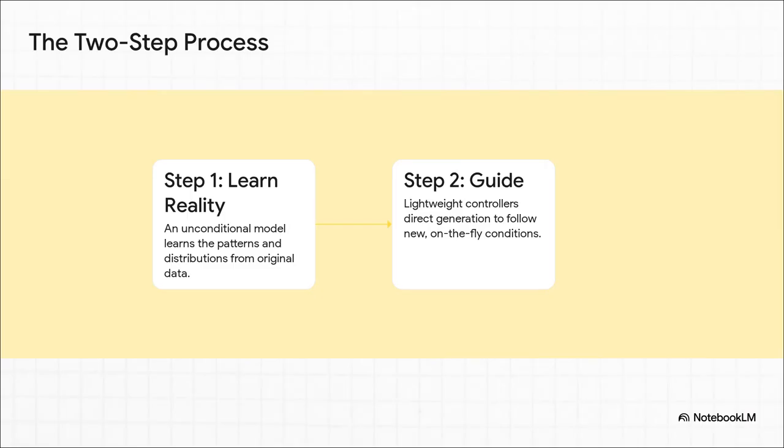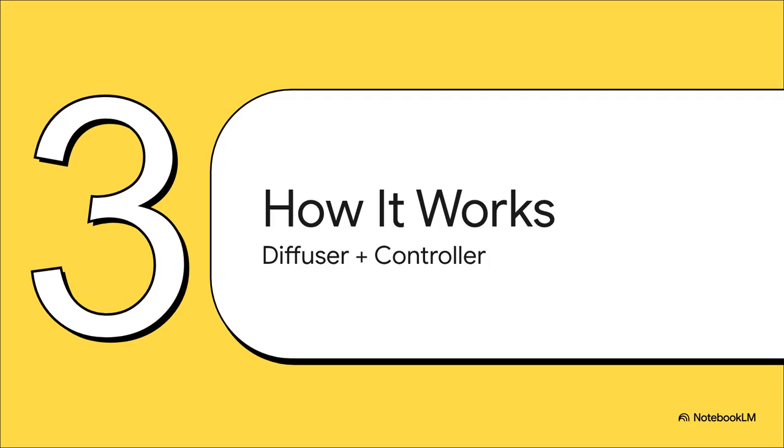And it really is a beautiful two-step dance. Step one, you build what the researchers call an unconditional model. Its only job, its entire job, is to become an expert on the real data. It learns all the patterns, the hidden connections, everything. You can think of this as the raw horsepower, the big, powerful engine. Then comes step two. You bolt on these lightweight controllers that act like a steering wheel, telling that powerful engine exactly where to go to generate data that meets your new rules. So how does this whole system, RelDDPM, actually work under the hood? Well, it's a really clever combination of two main parts, something called the diffuser and the controller.